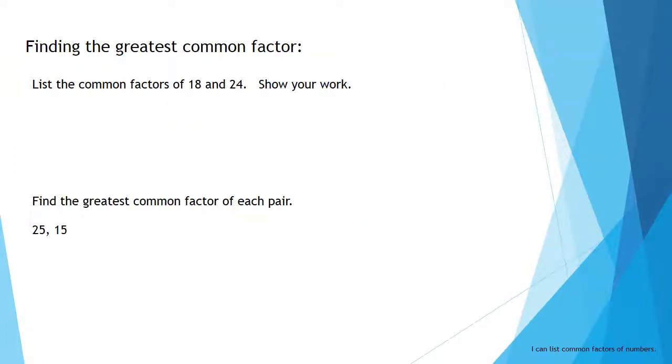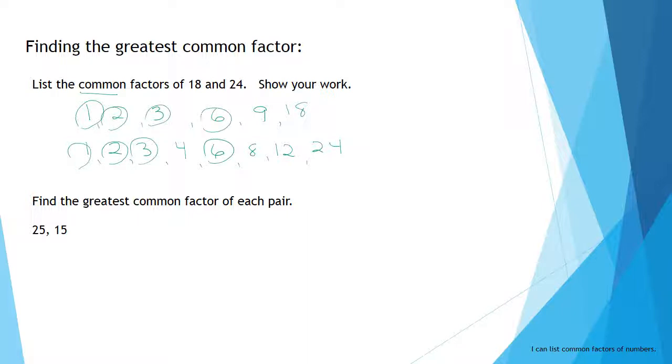You may be asked to find the common factors of two numbers. First, you list all of the factors of the number. 1 and 18, 2 times 9, 3 times 6. Then I'll list the factors of 24: 1 and 24, 2 and 12, 3 and 8, 4 and 6. Once I have my two lists, I can find the numbers that are common in both lists. Both lists have a 1, a 2, a 3, a 6. Those are the common factors of those two numbers.